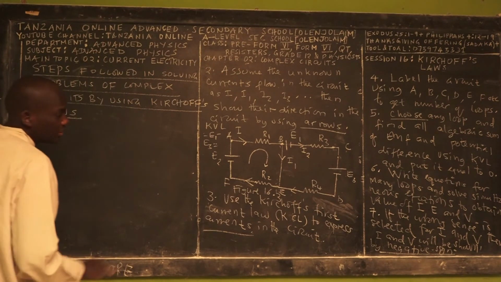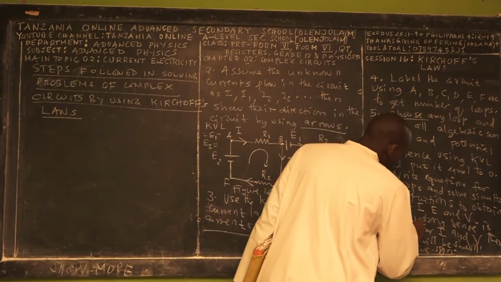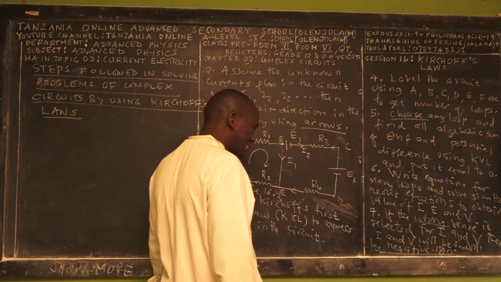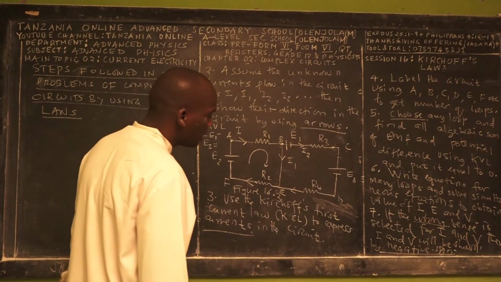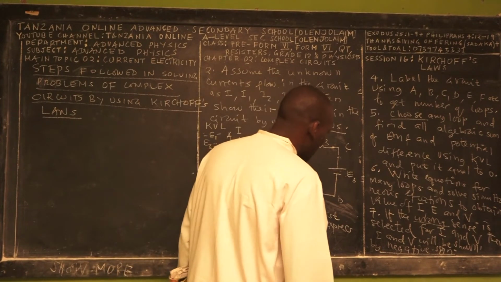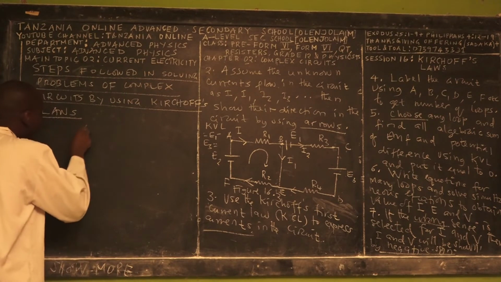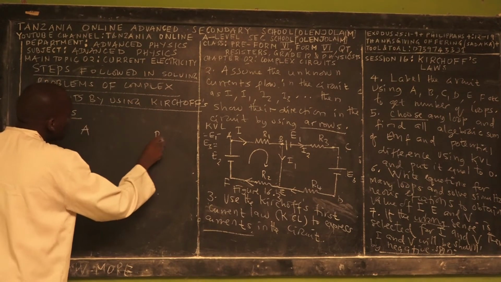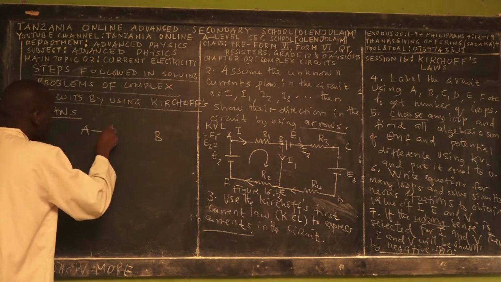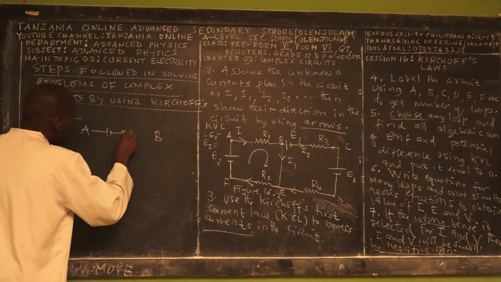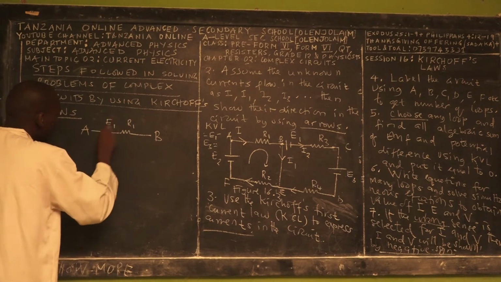Listen, the second statement: if the wrong sense is selected for currents and voltages, then the currents and voltages will be shown by a negative sign. What does it mean? For example, I have point A to point B. Then in this, I have, let's say, a dry cell and a resistor like this. This is R1, this is E1. Listen carefully.